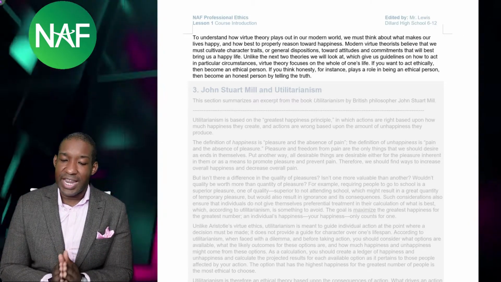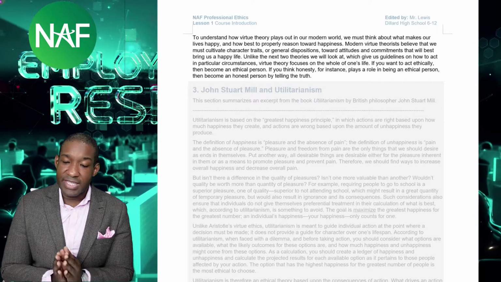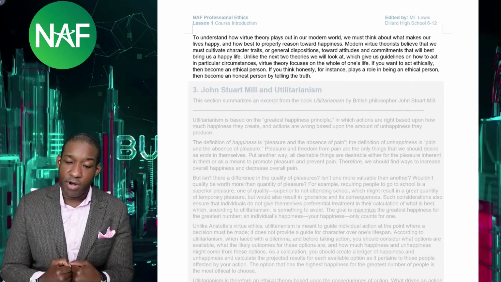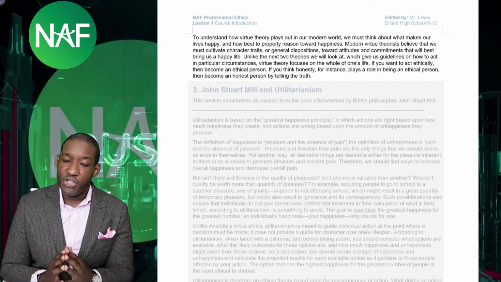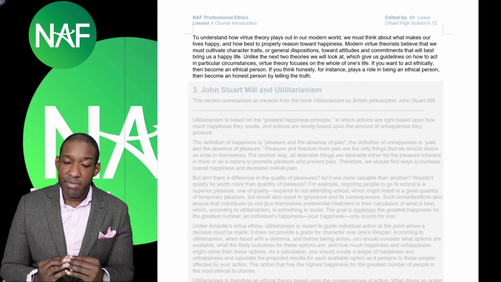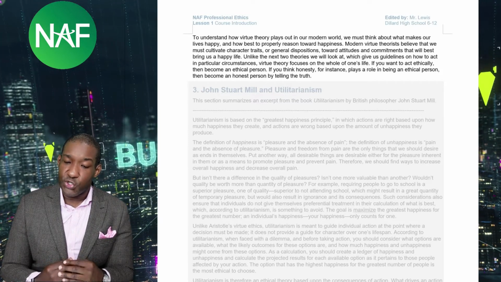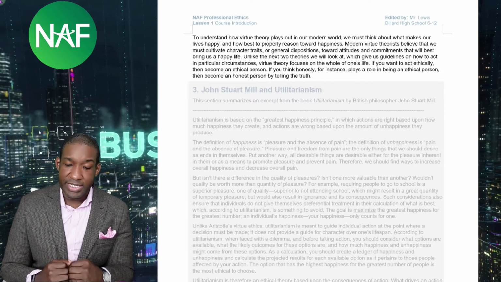To understand how virtue theory plays out in our modern world, we must think about what makes our lives happy and how best to properly reason toward happiness. Modern virtue theorists believe that we must cultivate character traits or general dispositions toward attitudes and commitments that will best bring us a happy life.